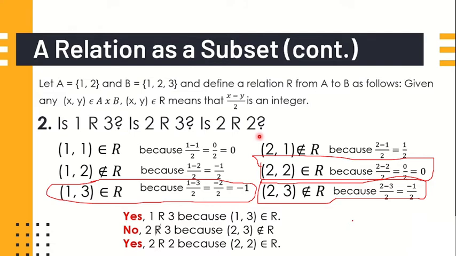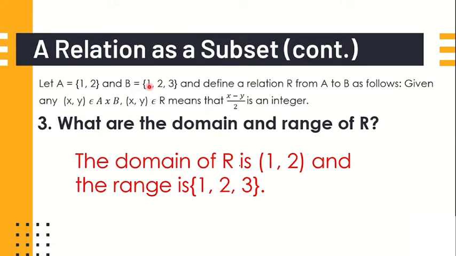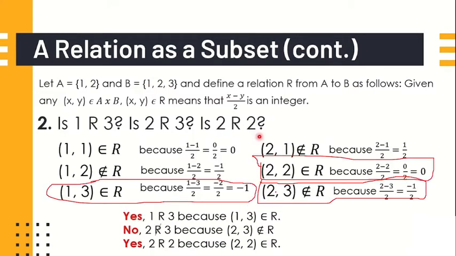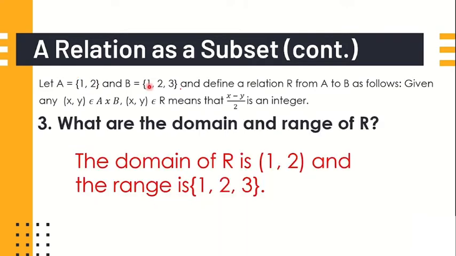Okay. So next, what are the domain and range of R? For our R, the domain is 1 and 2, and the range is 1, 2, and 3. Here it is: 1 and 2, and 1, 2, 3. So that is the range. And the domain, 1 and 2, our set A, is the domain. Then set B is the range.